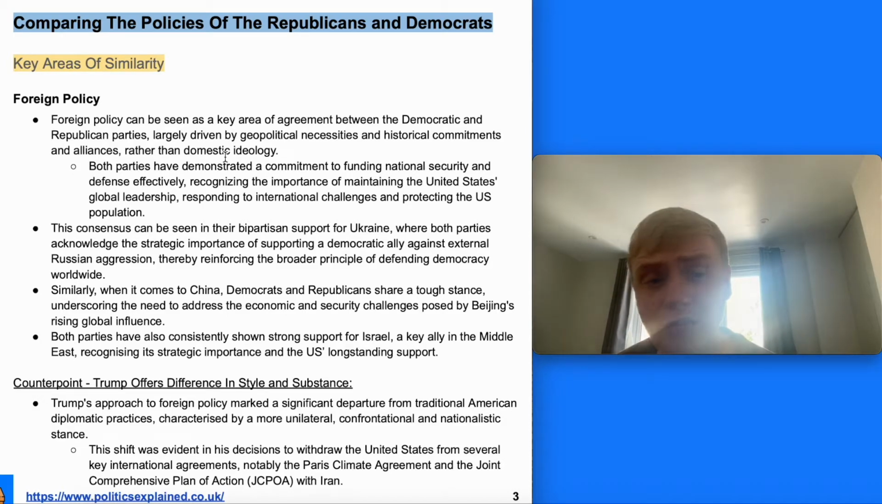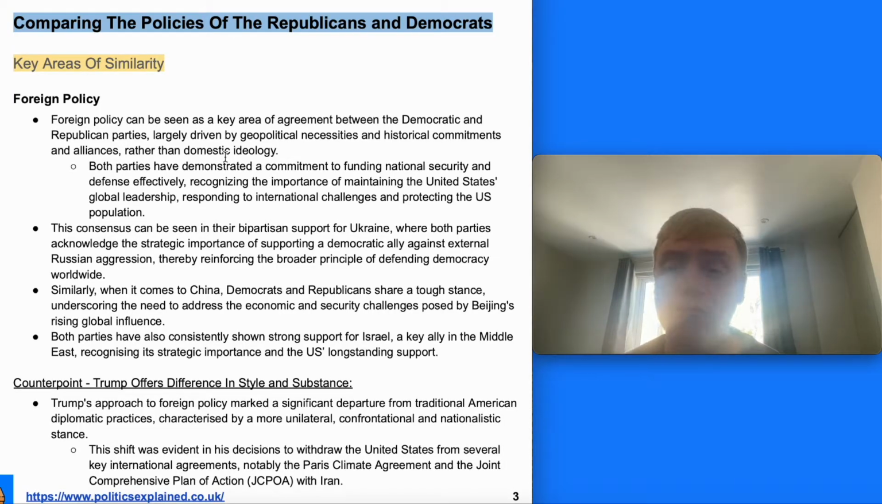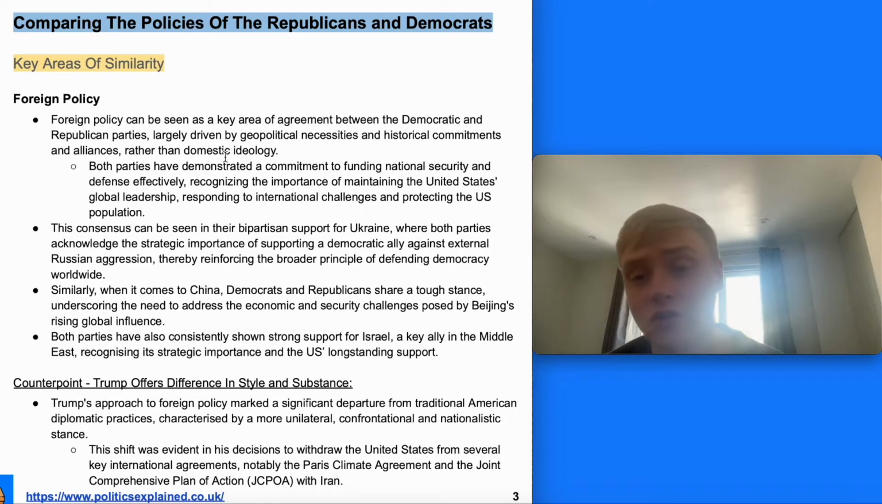This consensus can be seen in their bipartisan support for Ukraine, where both parties acknowledge the strategic importance of supporting a democratic ally against Russian aggression. Similarly, when it comes to China, Democrats and Republicans share a tough stance, underscoring the need to address economic and security challenges posed by Beijing's rising global influence. And you can see that in both adopting protectionist policies.